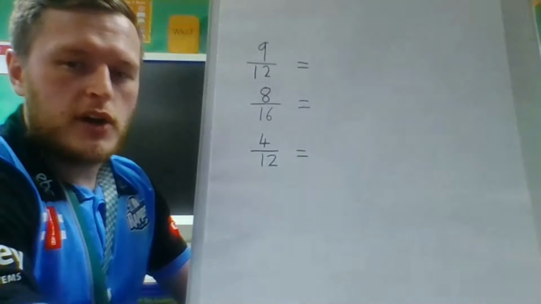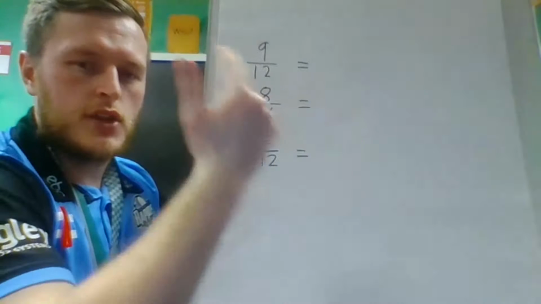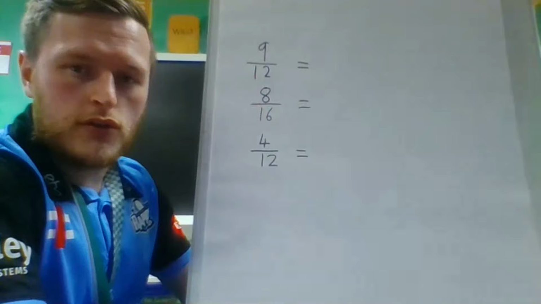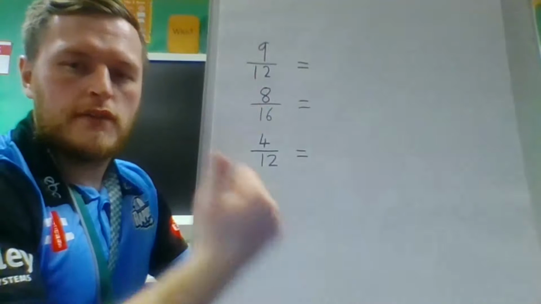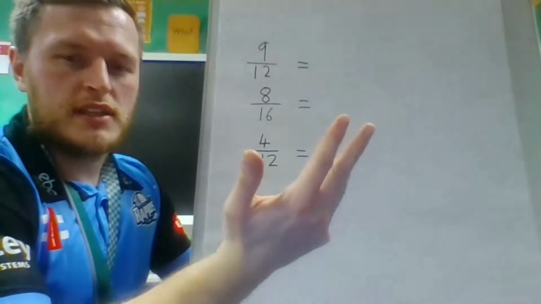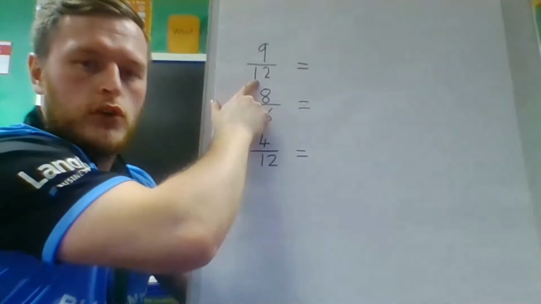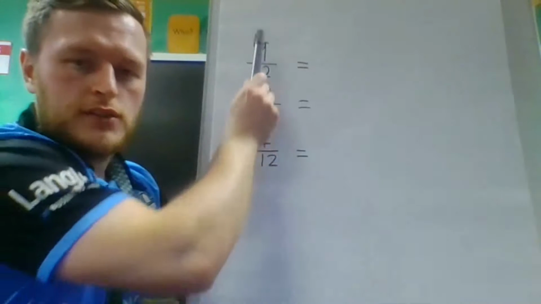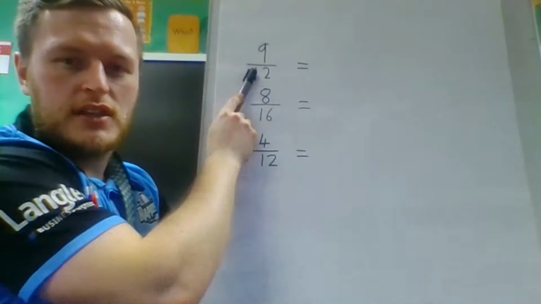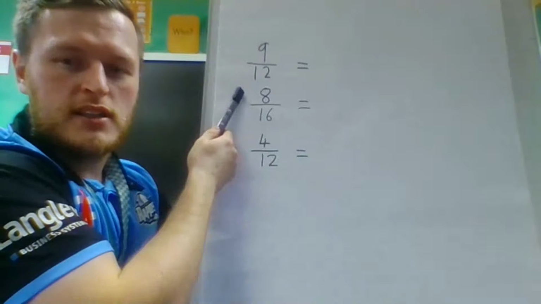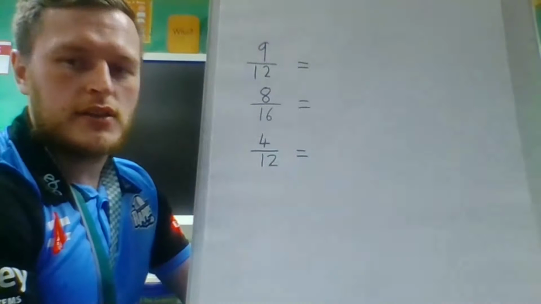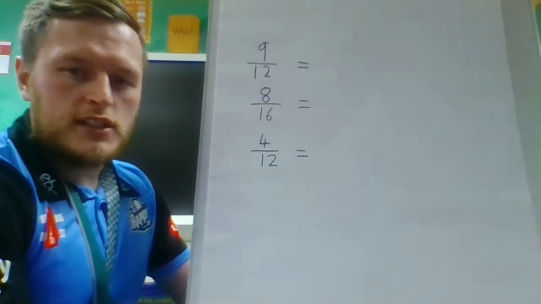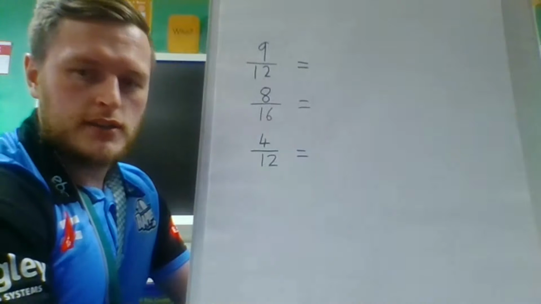What if I try the 3's? 3, 6, 9, 12. So 9 is in the 3's and 12 is in the 3's, so I could do the 3's. Let's try the 4's. 4, 8, 12, 16. Well, 12 is in the 4's, but 9's not in the 4's. I could try the 5's, but neither of them are in the 5's. The 6's, only 12 is in the 6's. The 7's, neither of them. The 8's, neither of them. And the 9's, only the 9 is in the 9's. So the only times table that both of these numbers are in is the 3's.